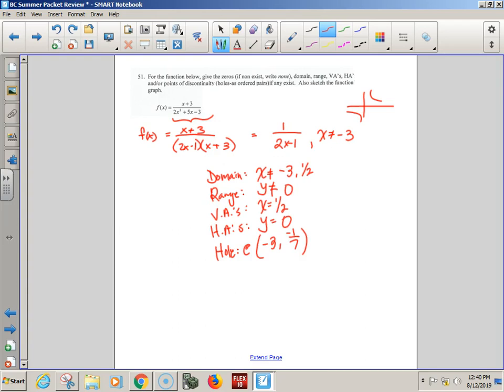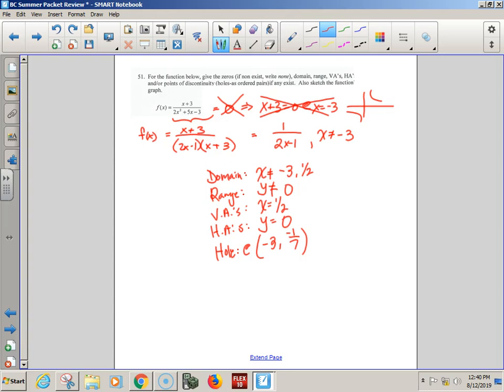And if you guys want to check and see, you could always set this equal to 0 and see if it's actually possible. So if I solve, I would end up with x plus 3 is equal to 0, which is x equals negative 3. Oh, and that's not allowed. So are there any zeros? Nope, not for y.